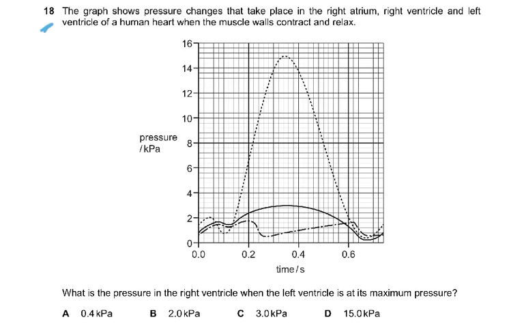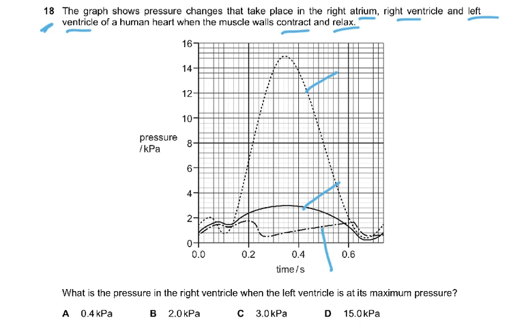Question 18. The graph shows pressure changes that take place in the right atrium, right ventricle, and left ventricle of a human heart when the muscles contract and relax. Now you know greater pressure, so this would be the left ventricle. This would be the right ventricle, and this would be the right atrium. Because you see, the ventricular pressure is the highest.